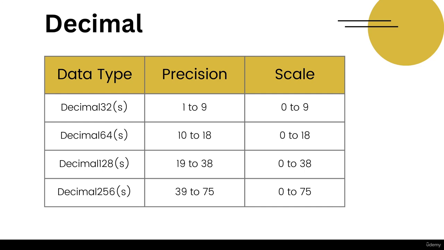Decimal32 has a precision of 1 to 9 and a scale of 0 to 9. The decimal numbers preserve the precision while performing mathematical operations such as addition, subtraction, and multiplication. At the time of division, the least significant digits are discarded and they are not rounded off. Let us look at a few examples.